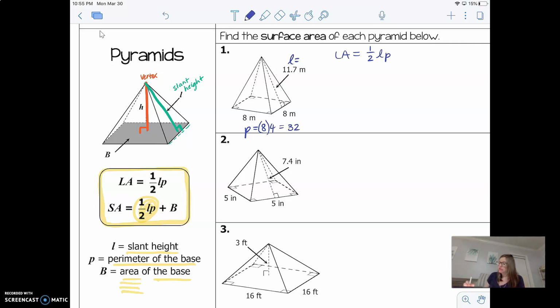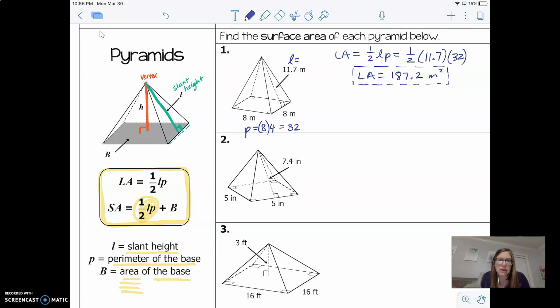Slant height is 11.7. So all we have to do is plug that in and calculate. Handy dandy calculator. 11.7 times 32 divided by 2. So my lateral area here is 187.2 meters squared. So that's just the lateral area, but it's still important. I'm going to box it a little bit there. Okay, questions on that? We're good there?